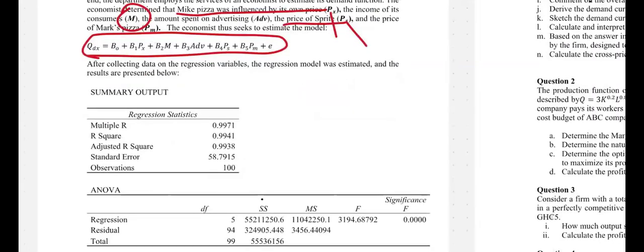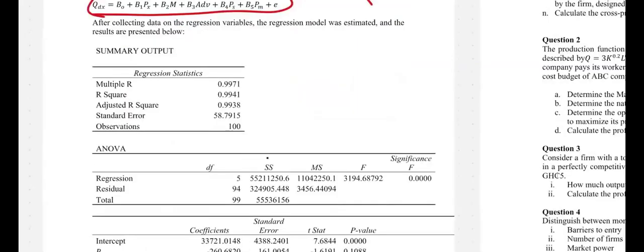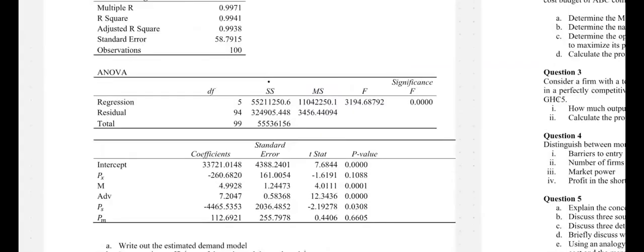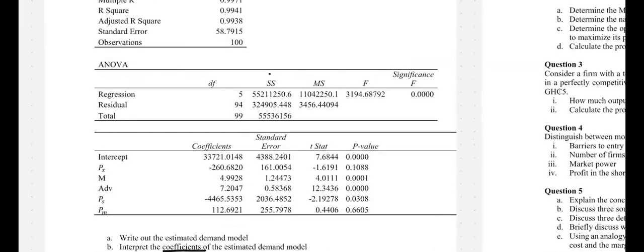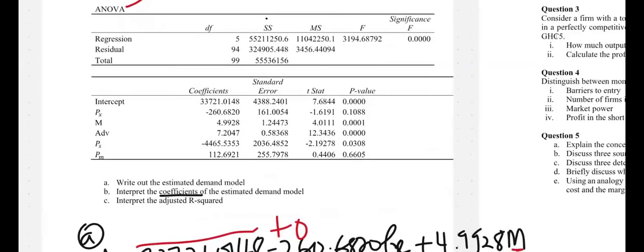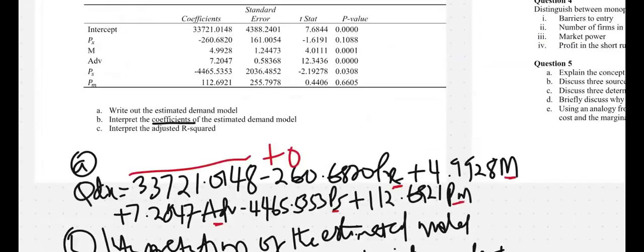After collecting the data on the regression variables, the regression model was estimated and the results are presented below. We have the summary output, multiple R squared, adjusted R squared, standard error, observations, and the analysis of variation, the regression and residual, and the coefficients, standard errors, T stats, p-value. So we will start with A. It says we should write out the estimated demand model.